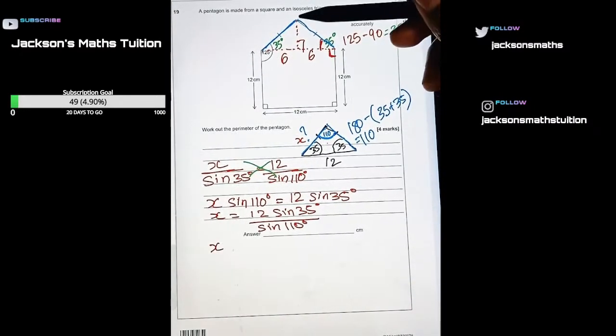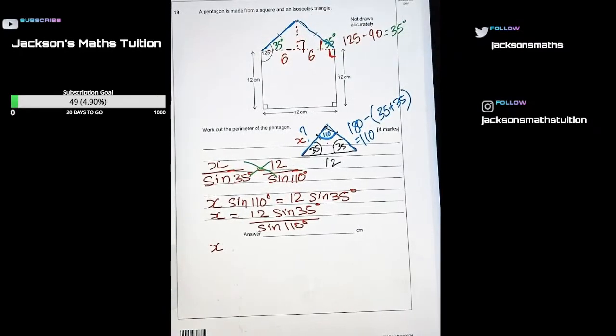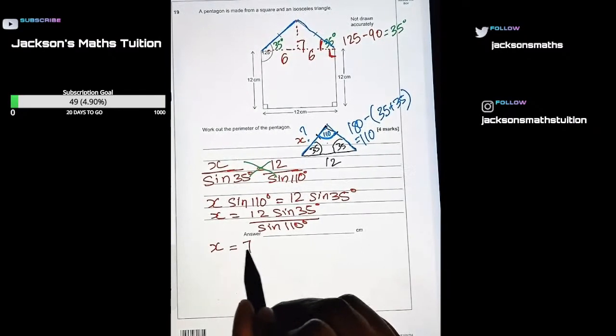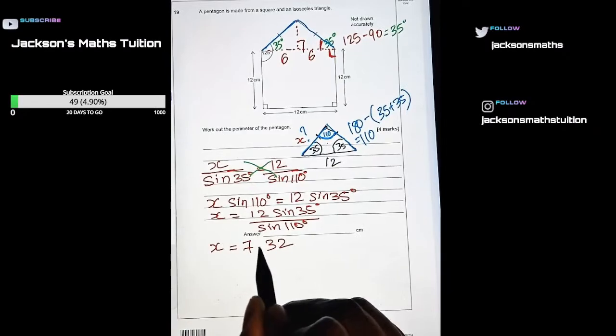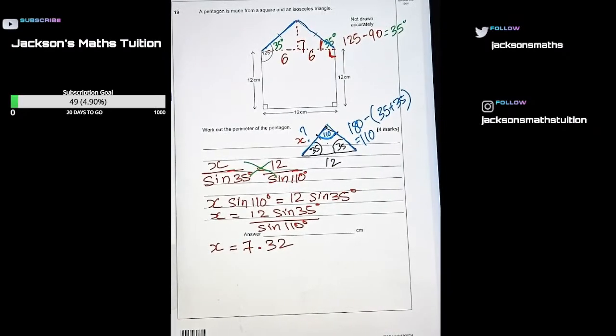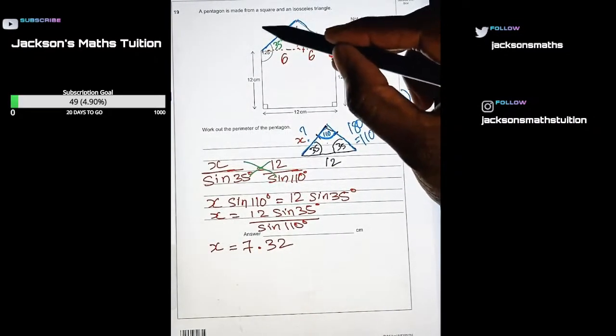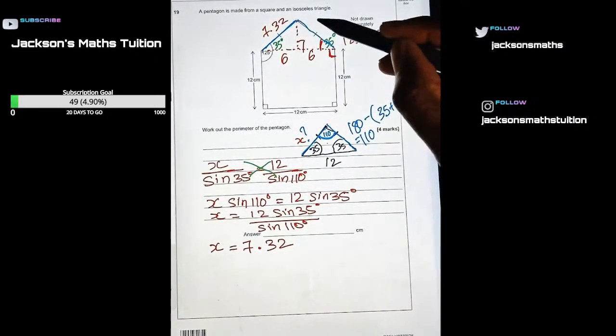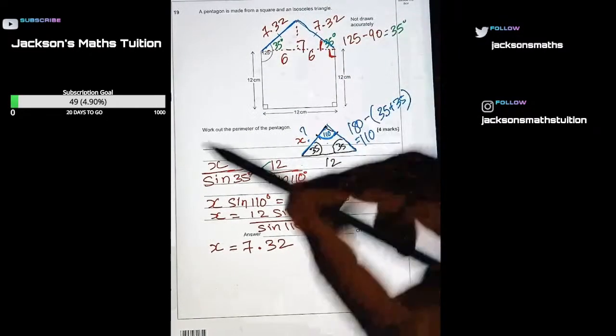And x is going to be the two sides of the isosceles triangle. Put all of that on the calculator and it's going to give you 7.32 to 2 decimal places. Okay? So that's 7.32, and 7.32 over here.